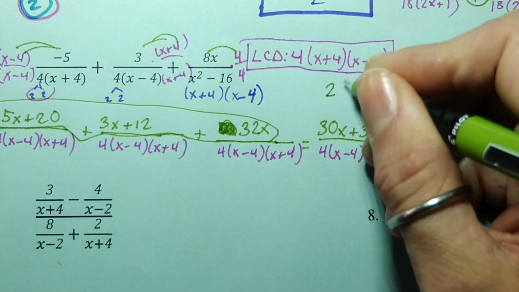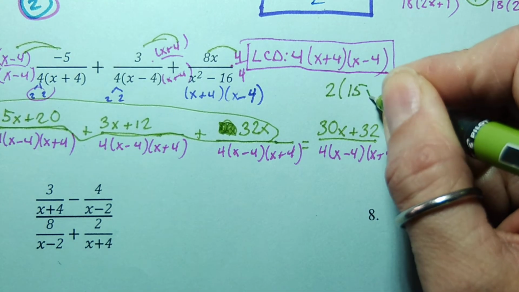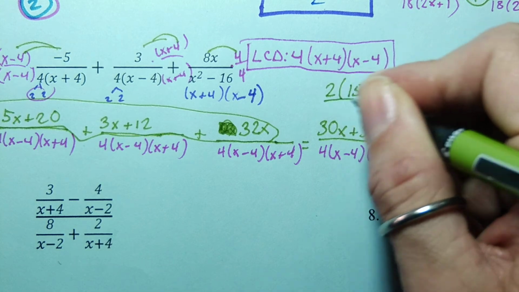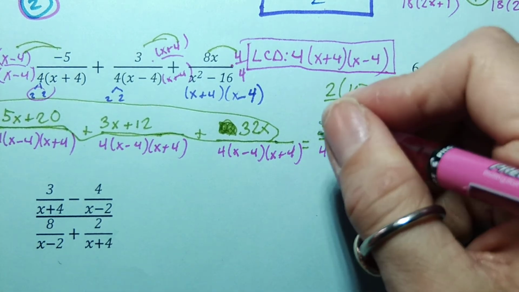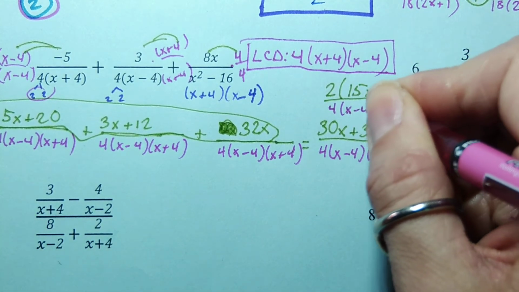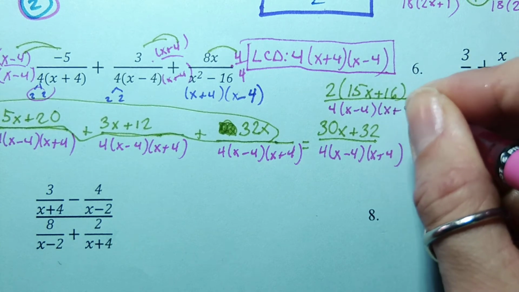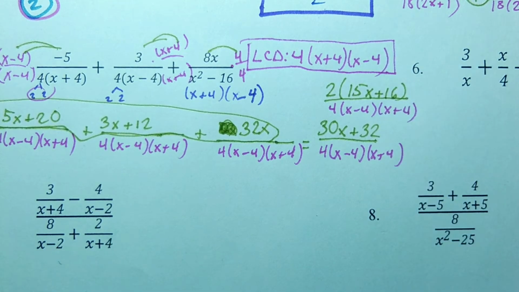So I'm just going to write this above here. So 2 times 15x plus 16, all over 4 times x minus 4, x plus 4. Is there anything I can cross off?